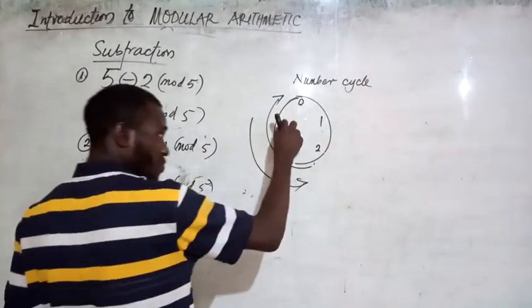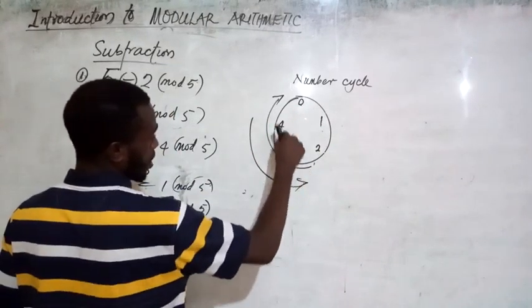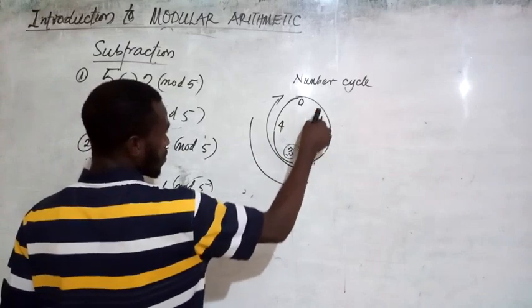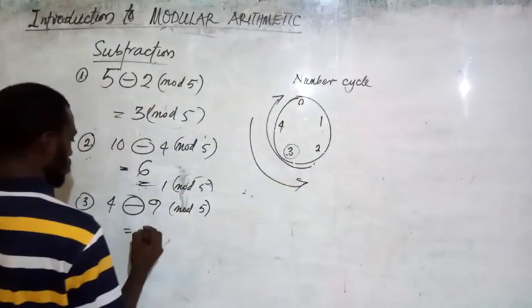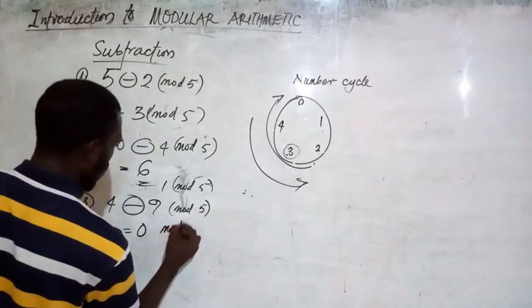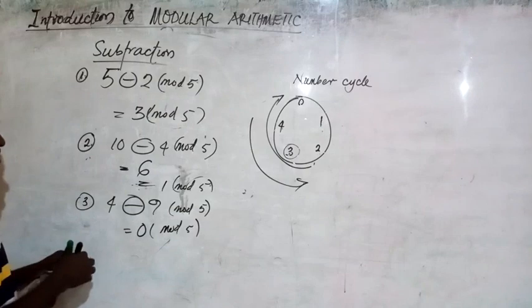So we count again from 4. We have to subtract 9. So let's subtract now 9. 1, 2, 3, 4, 5, 6, 7, 8, 9. So we stop at 0. That will be 0 mod 5. Alright. Now the other way to do this is this.